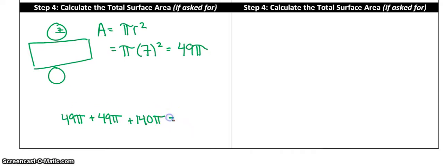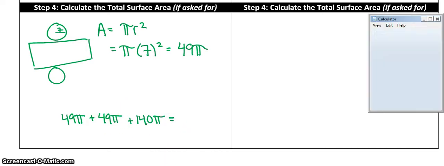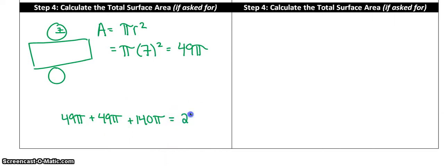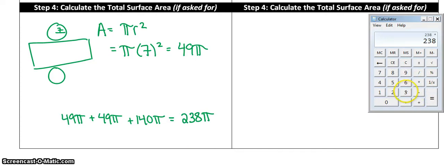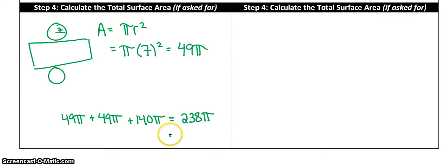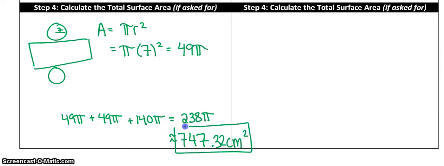Okay, and these are all like terms, so you can combine them. I have 49 pi's, 49 more pi's, and 140 pi's, and I get 238 pi's, which you can again get an approximate answer by multiplying that by pi. It's approximately 747.32 centimeters squared. Okay, so the total just has to be a combination of the lateral surface area and the bases. And this would be your exact answer, and this would be your approximate.